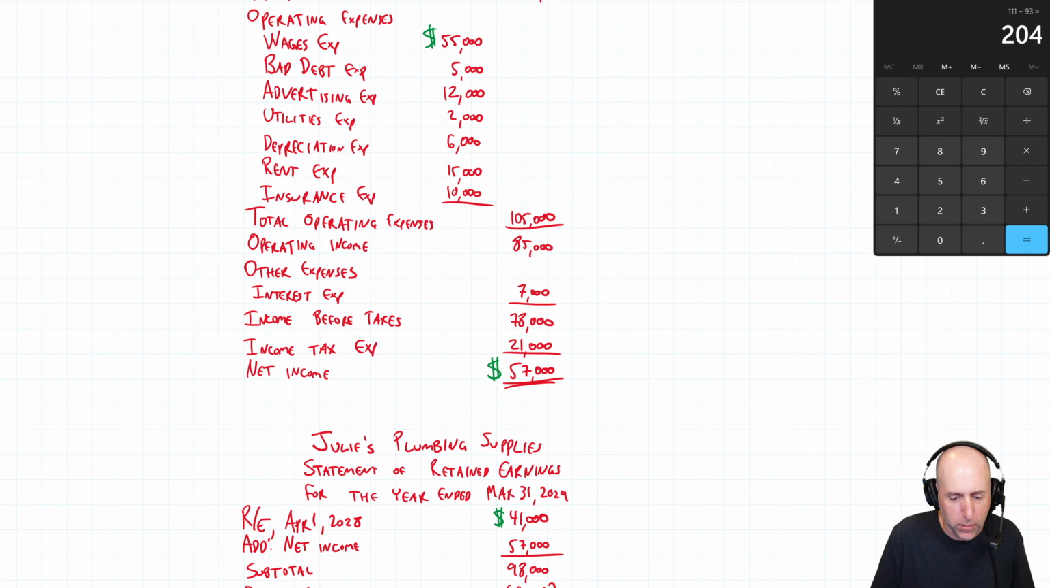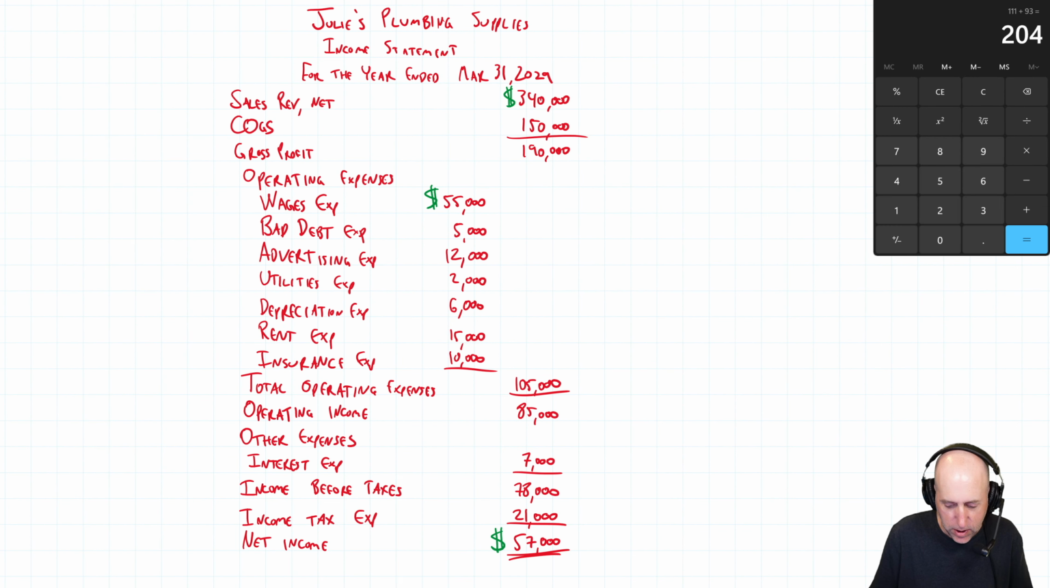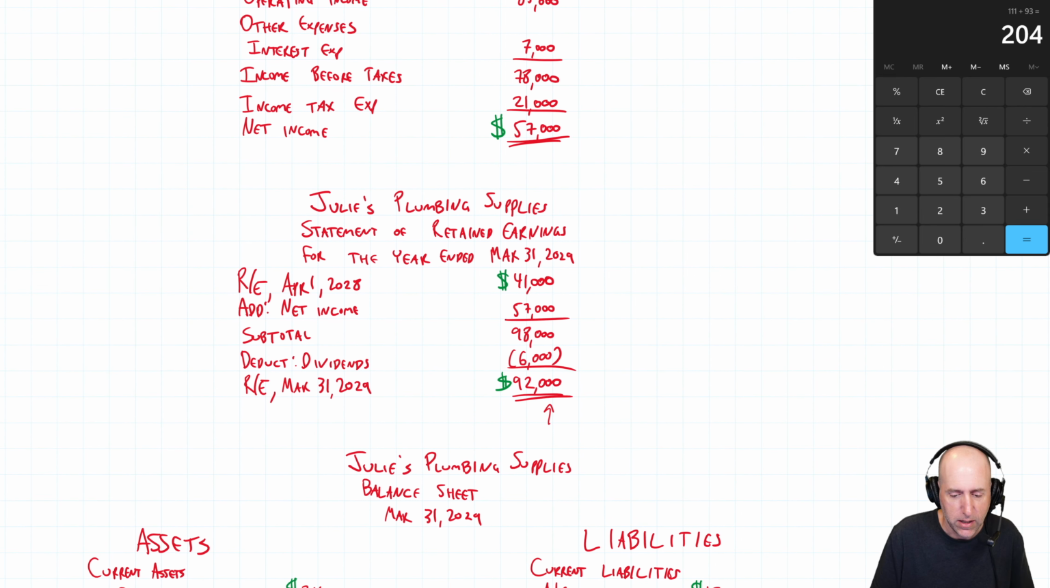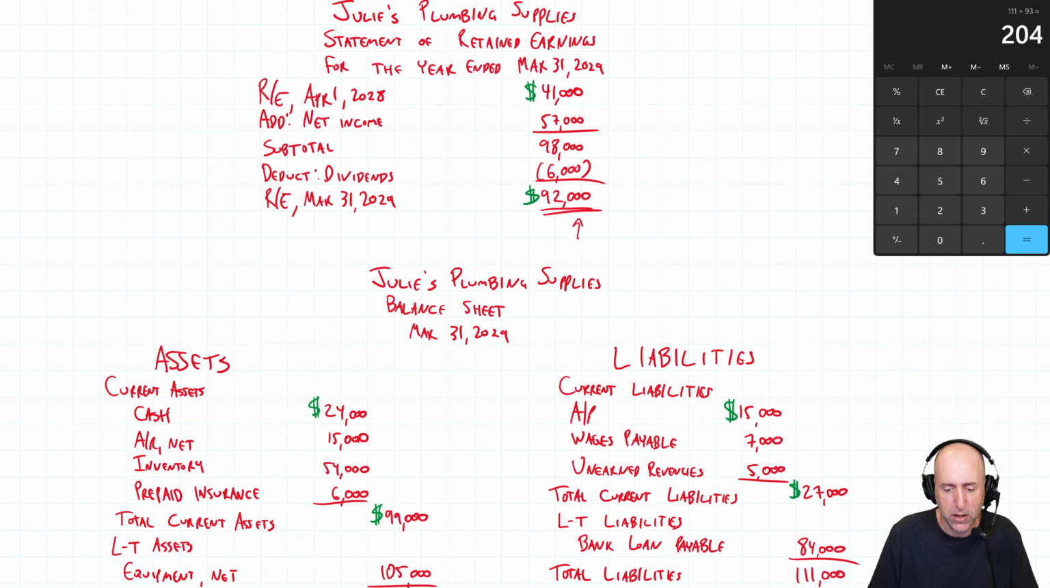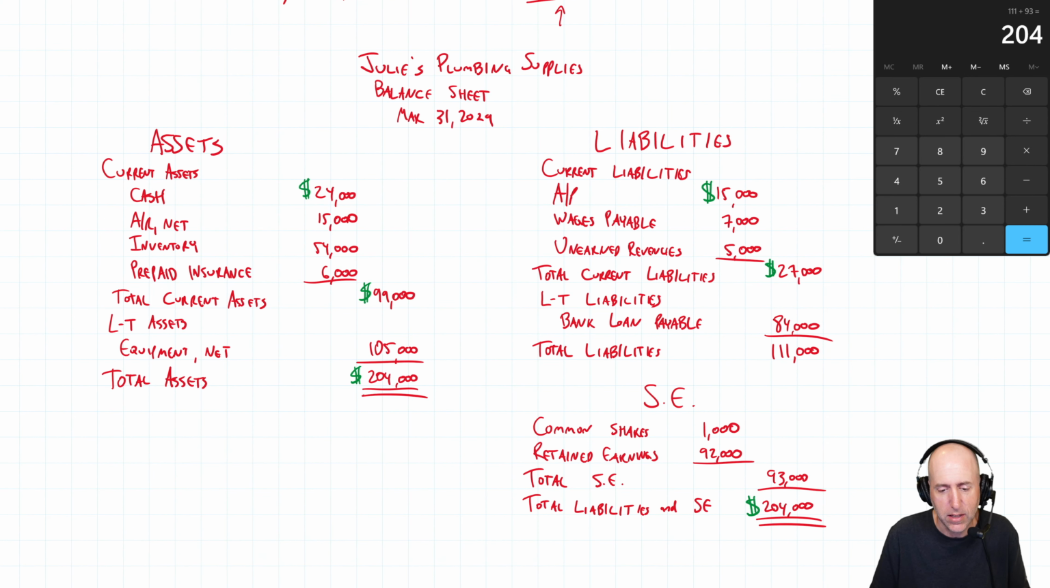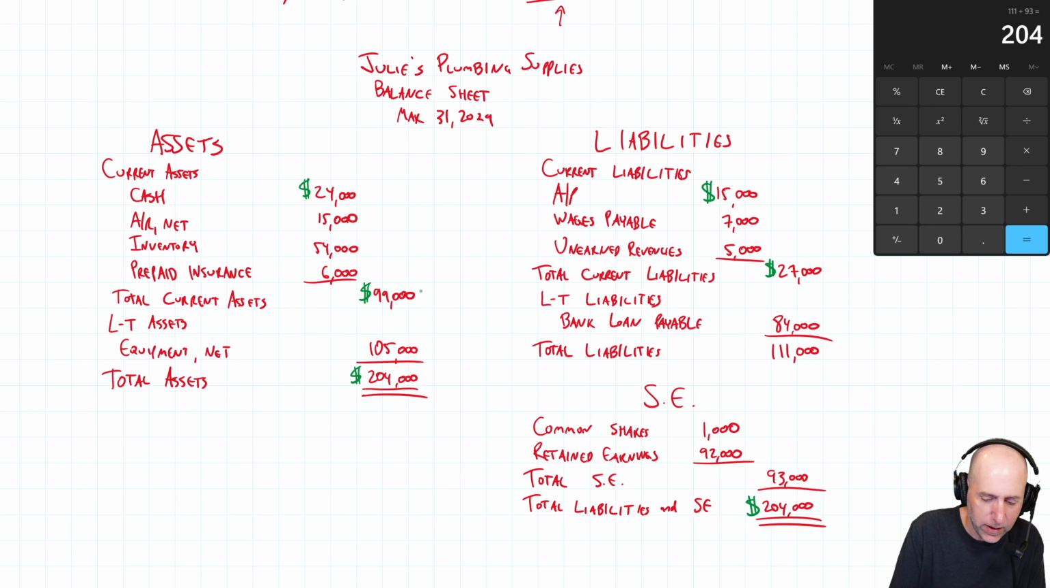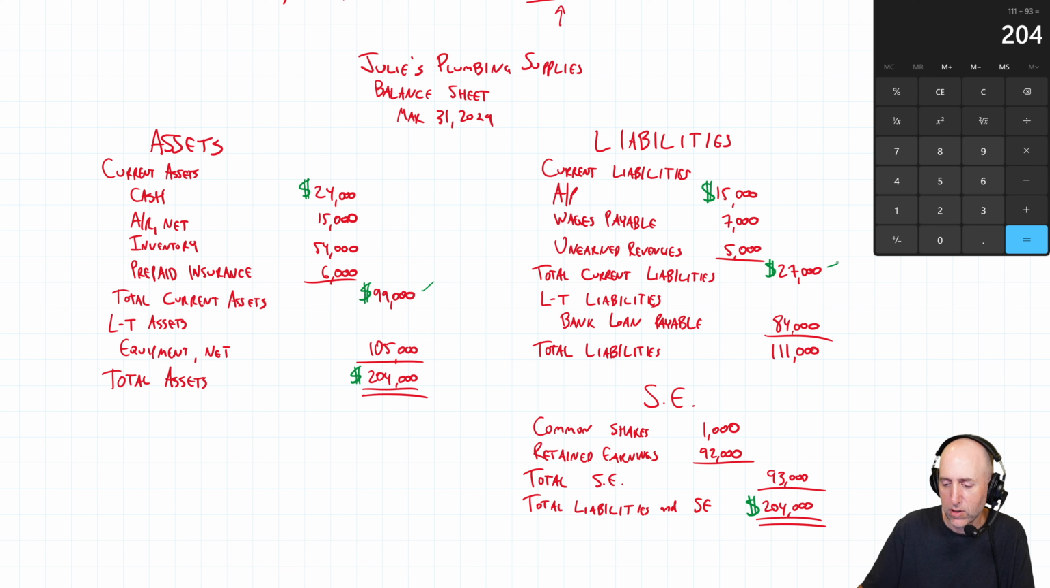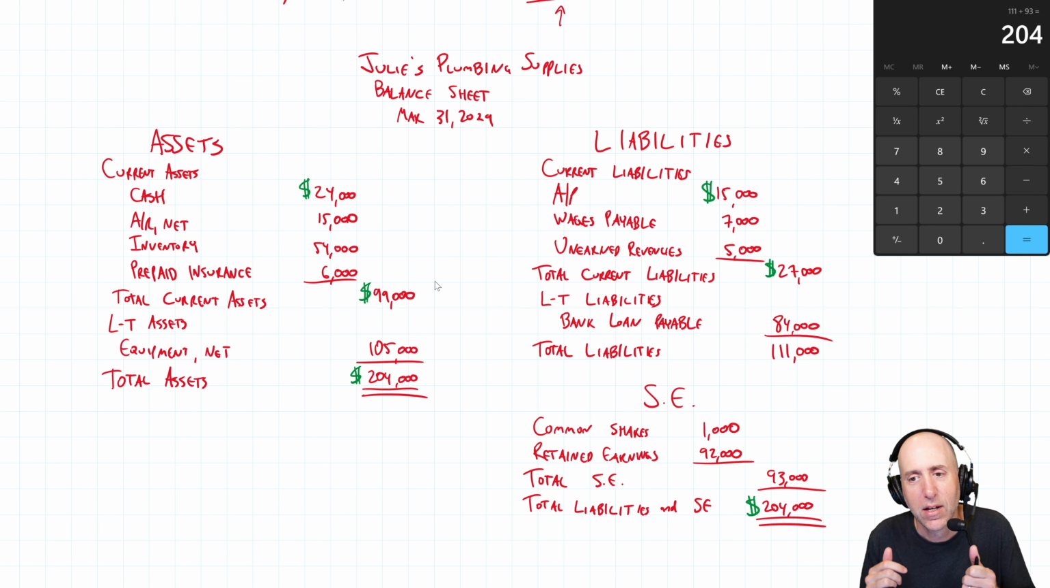So let me just scroll through them again. We've got our income statement here showing revenues minus expenses equals net income with all those important subtotals in the middle. Statement of retained earnings shows how retained earnings changed during the period, and the balance sheet shows that assets equals liabilities plus shareholders' equity, and it tells you a lot about the company. Like, do they have enough money to pay their bills? Well, they have $99,000 in current assets. They have $27,000 in current bills, current liabilities. Yeah, I think they're okay in a liquidity position, and we can do all sorts of other little calculations to see how this company is doing.